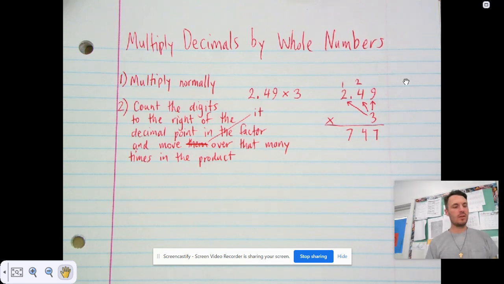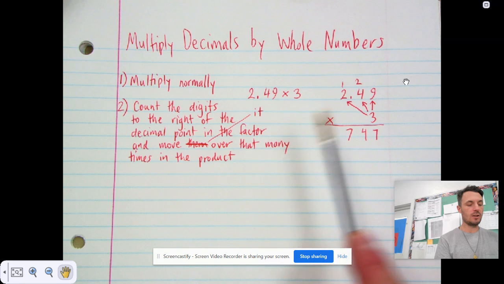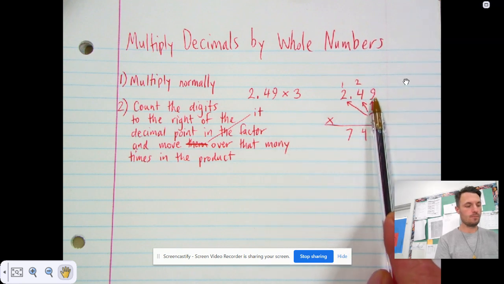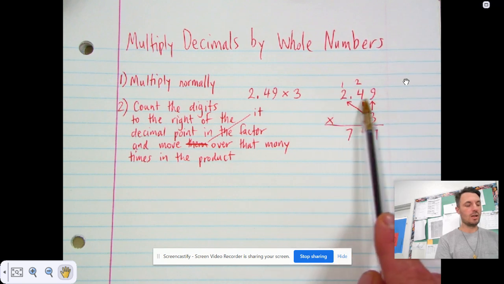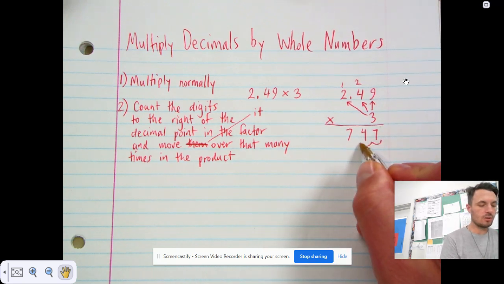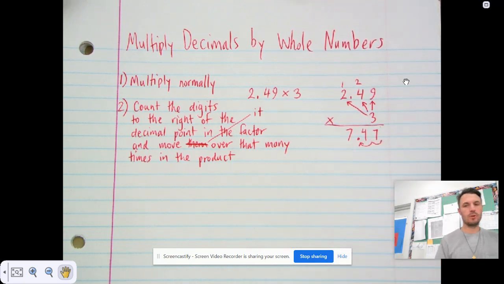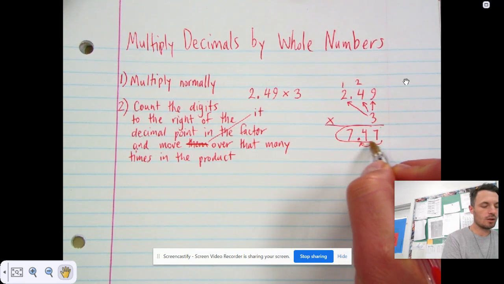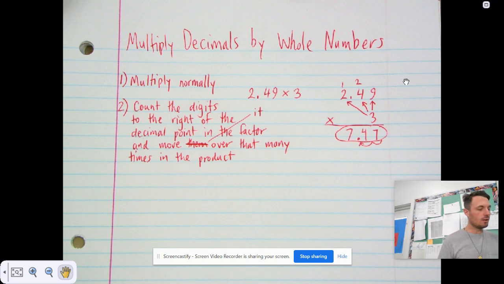So what is that? This one might seem a little bit confusing until you see it in action. Count the digits to the right of the decimal point. 1, 2, okay? In the factor, this is a factor. 1, 2. And move it over that many times in the product. 1, 2. So the decimal point goes right there. The answer is 7 and 47 hundredths. Let me show you another example.